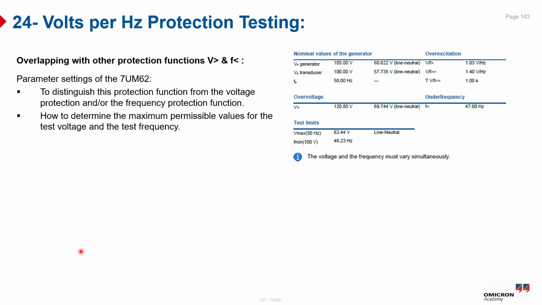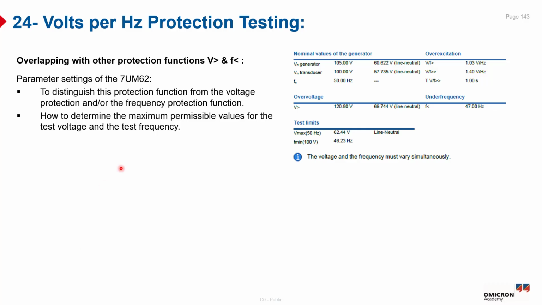So when testing or setting the overexcitation protection on a relay like the 7UM62, it's important to distinguish this function from the voltage protection, overvoltage and underfrequency protection functions, because these protections can overlap. It's also important to determine the maximum permissible test voltage and test frequency, which is critical to avoid unintended operation of other functions during the test. And this calculation can be done as you can see on our screen.